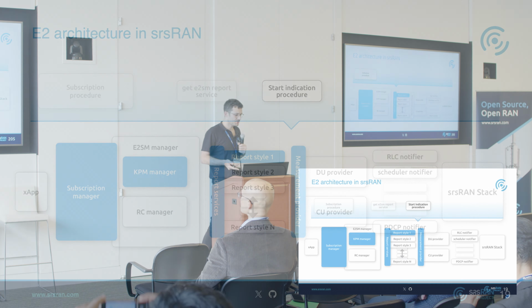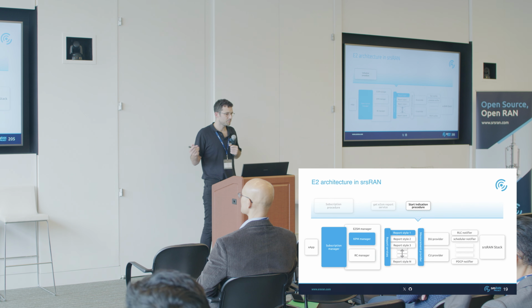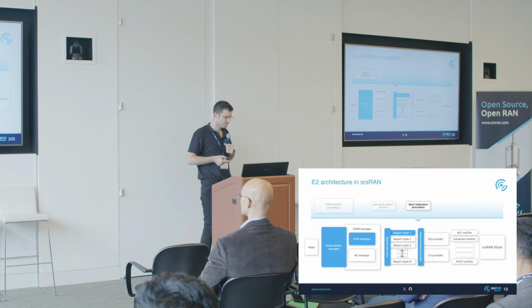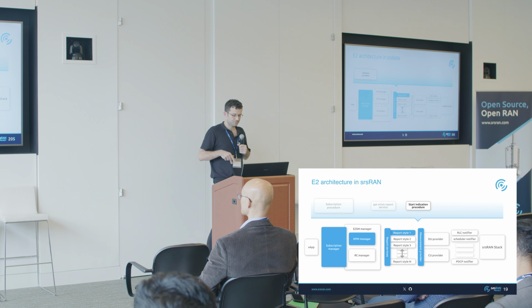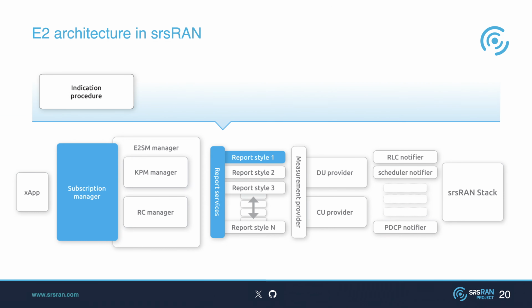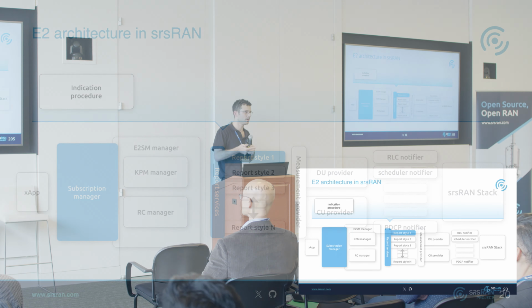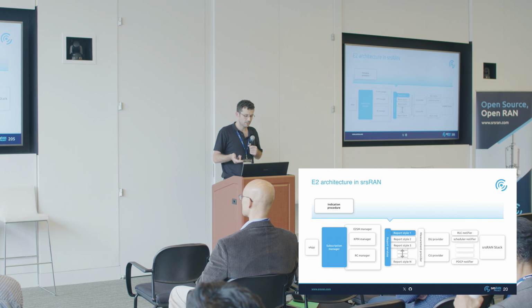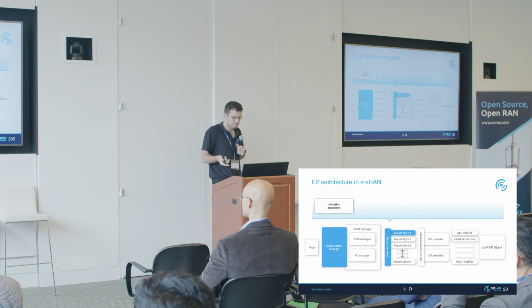The indication procedure is the actual procedure that sends the message containing the metric to the xApp. So it's managed by the subscription manager. It's launched and owned by the subscription manager, and the subscription manager will basically allow it to run until it receives a subscription delete request, and that'll kill the indication procedure. And this will run periodically depending on what the report period is set by the subscription.